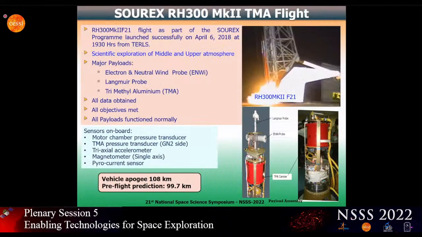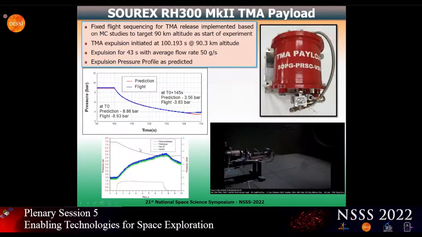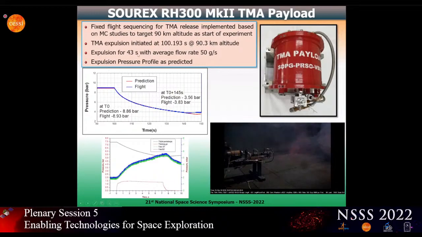Now, the last campaign, the SAUREX campaign, we had 2 flights in that. The RH300 Mark II with the TMA flight, in which we had also the NV and the LP sitting there. We had it from TERLS in 2018 April. Against a predicted apogee of 99 kilometers, it has gone to 108 kilometers, expelling the TMA fluid from about 90 kilometers of altitude. We estimated 90 kilometers, but we got it from 90.3 kilometers, and initiated about 100 seconds for a flow rate of 50 grams per second for 43 seconds.